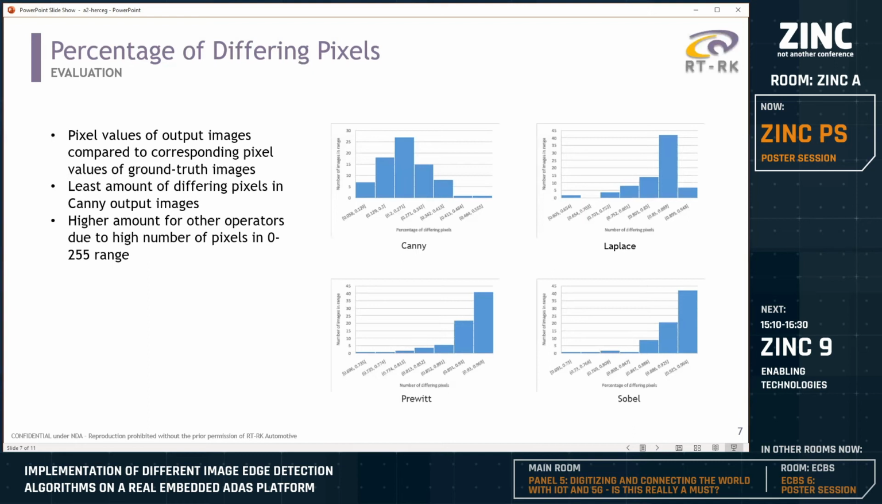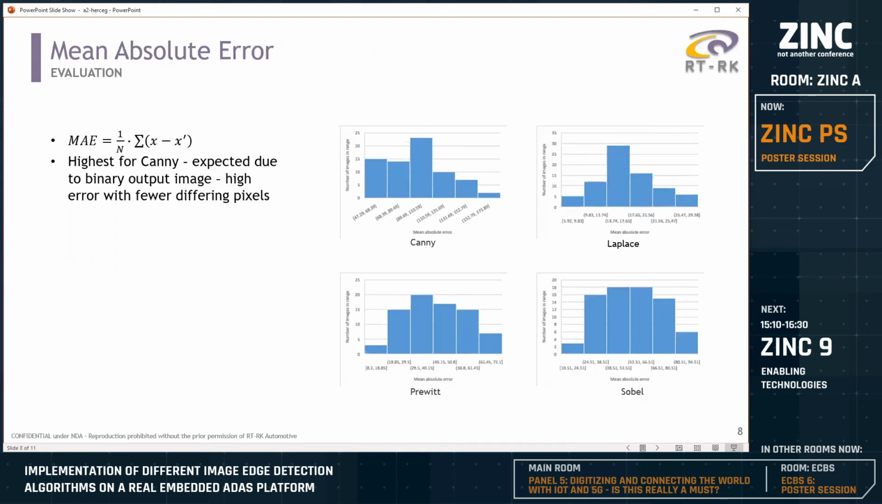So the Canny algorithm has shown the least differing pixels, while the other operators have a higher number of differing pixels due to the high number of pixels in output images, which fall in the 0 to 255 range. On the other hand, Canny also has the highest mean absolute error, which was calculated according to the formula shown here, which is expected due to the binary output image, which results in a high error with fewer differing pixels.